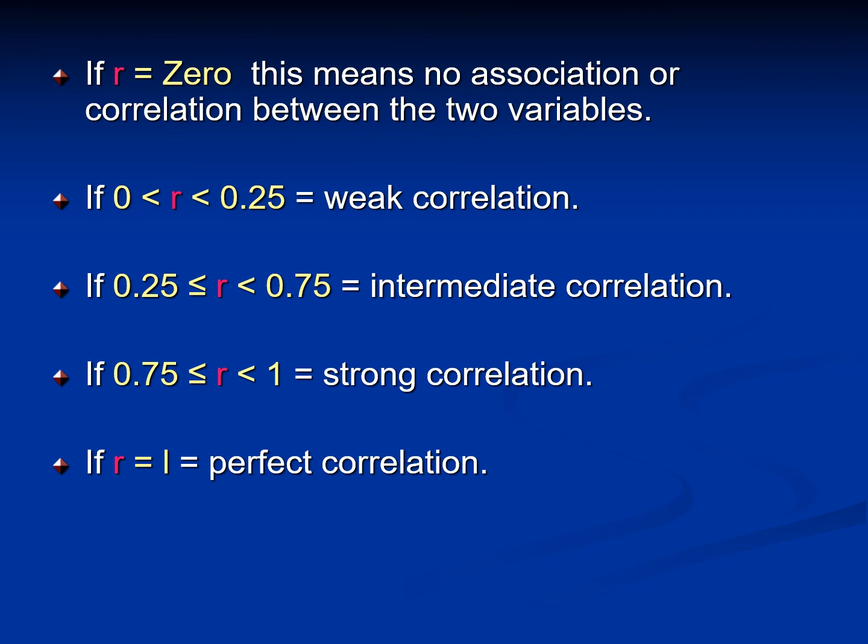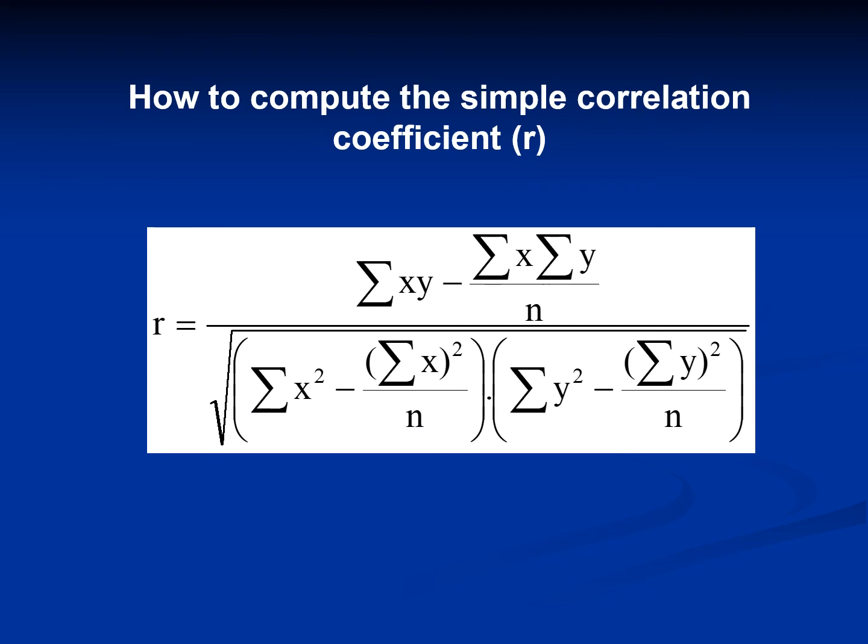If the value of r lies between 0 and 0.25, this is weak correlation. If it is from 0.25 to 0.75, it is intermediate or moderate correlation. If it lies between 0.75 and 1, this is strong correlation. If it is 1, this is perfect correlation. Then one thing more: this is the absolute value of r, when we ignore the sign.